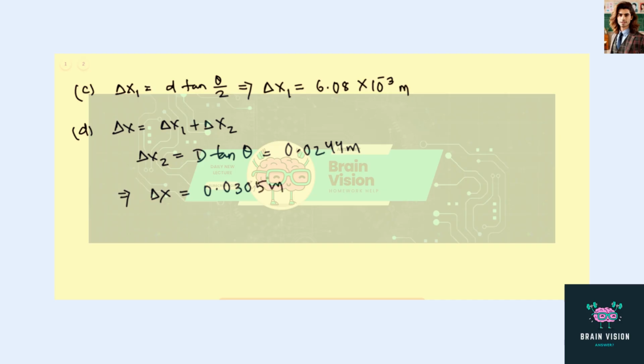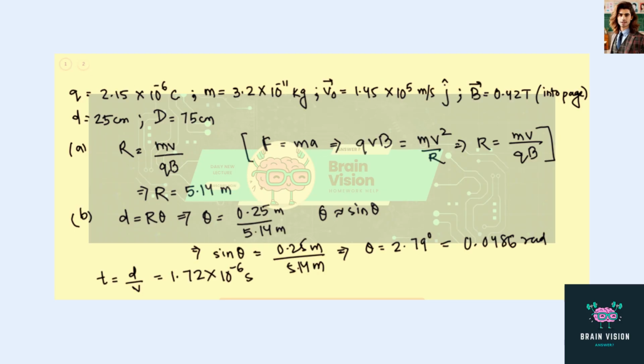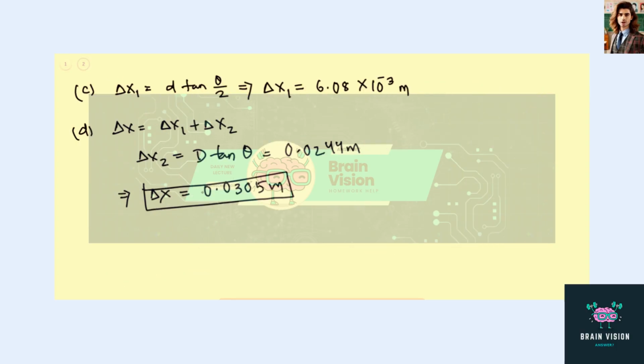0.305 meters. Now one thing to notice over here is that small d is much less than capital R. So the horizontal deflection of the particle is much smaller than the distance it travels in the y direction.